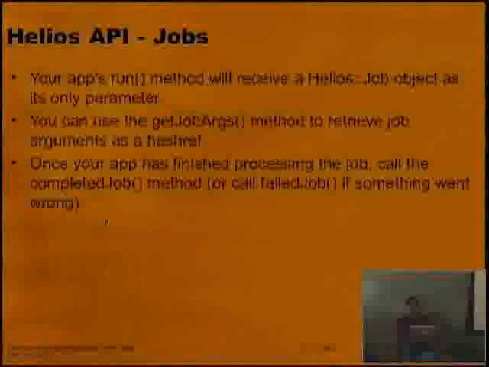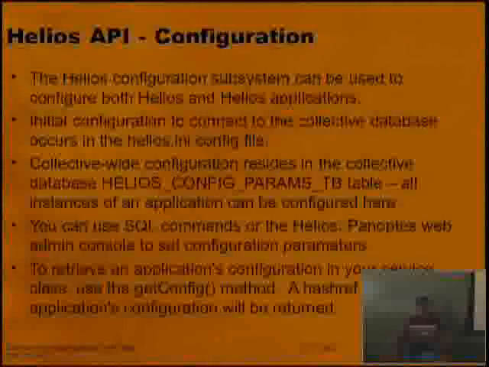Now, I just want to talk a little more about the different subsystems. Like I said about jobs, your run method is going to receive a Helios job object. You use the get job args method to parse the job arguments into a hash ref, and then once your job is complete, you mark it as completed job if it completed, or failed job if it failed.